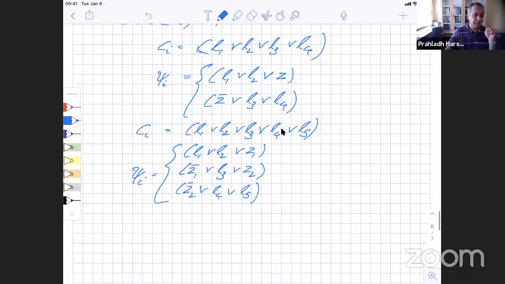If you stare at this a little carefully, this is not a parsimonious reduction. It's a good exercise to make it a parsimonious reduction. The way I have done it, it's not parsimonious, but you can make it a parsimonious reduction, and I will leave that as an exercise. Any questions?